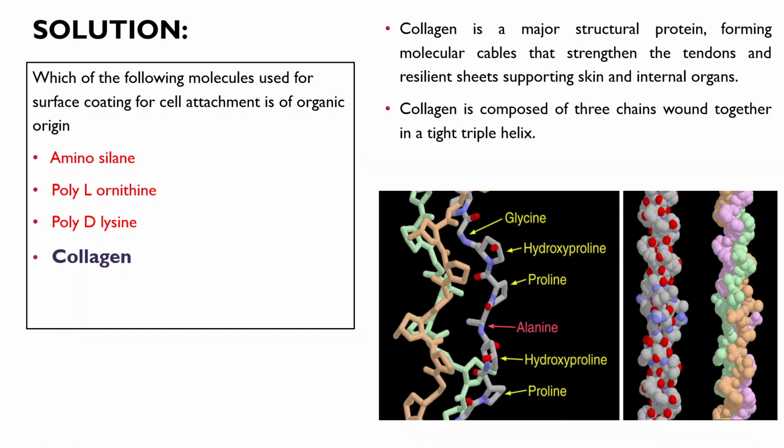Collagen is basically composed of three chains which are wound together in a tight triple helix structure. The structure of the collagen triple helix is shown in the adjoining figure, where we see three chains tightly wound around each other, and each of these chains is composed of three consecutive amino acids: glycine, hydroxyproline, and proline. Glycine helps the chains to wind tightly around each other due to its small size. Hydroxyproline and proline are the two other amino acids present.